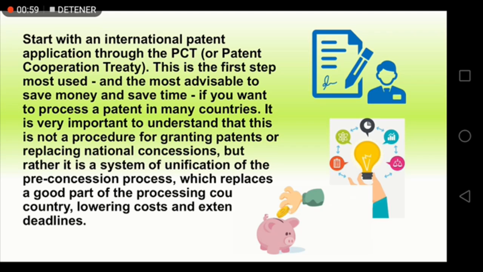Start with an international patent application through the PCT, or Patent Cooperation Treaty. This is the first step, the most used and the most advisable to save money and time if you want to process patents in many countries. It is very important to understand that this is not a procedure for granting patents or replacing national concessions, but rather a system of unification of the pre-concession process which replaces a good part of the processing country by country, lowering costs and extending deadlines.